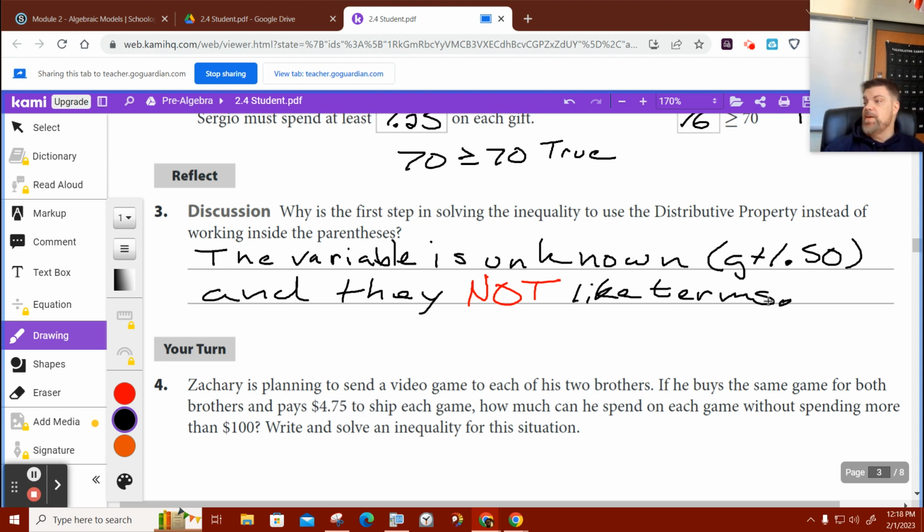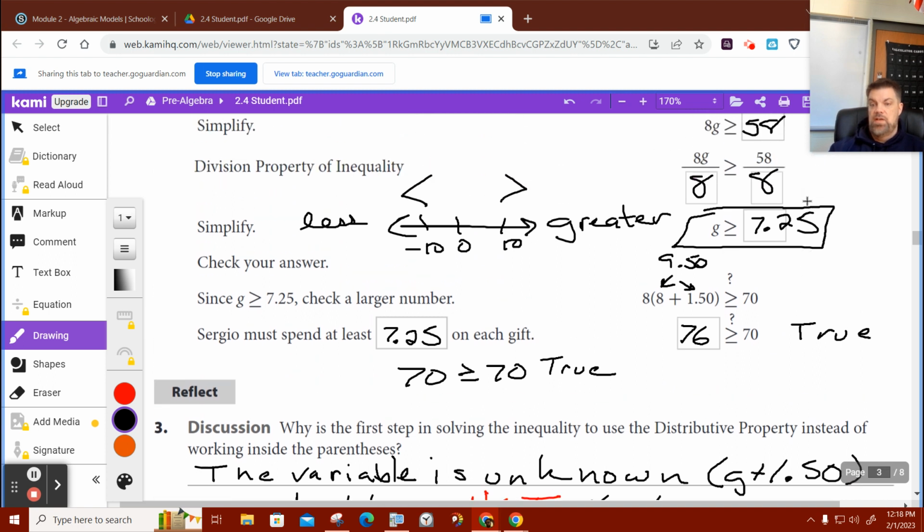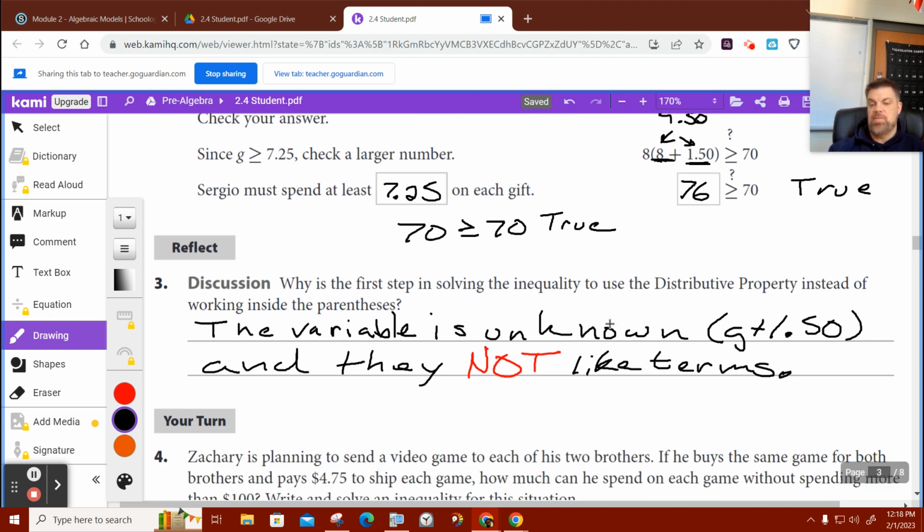If it was a number, like up here, I've got 8. That's a number plus 1.50. Yeah, I'll just add them up. But when you have a variable, it's not a like term. I can't do anything. I need to solve for that variable. Are there any questions on this one?